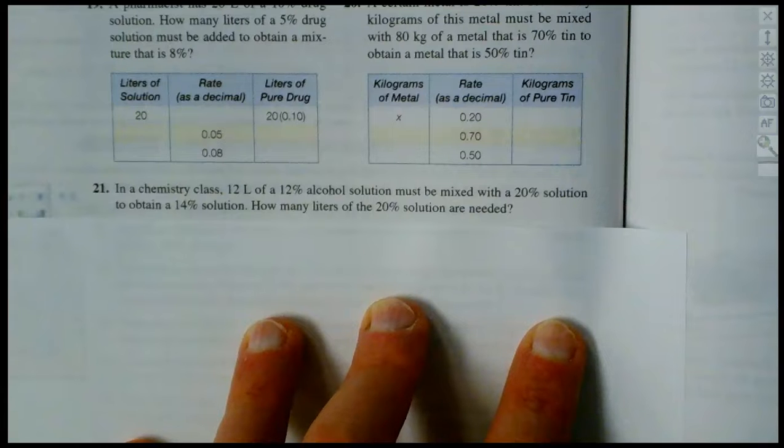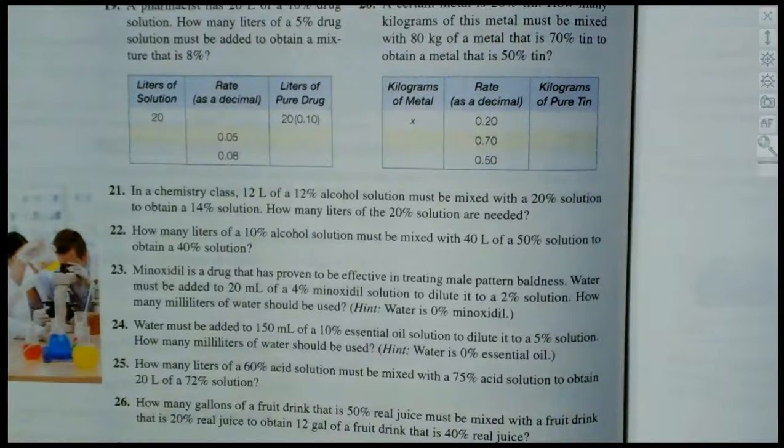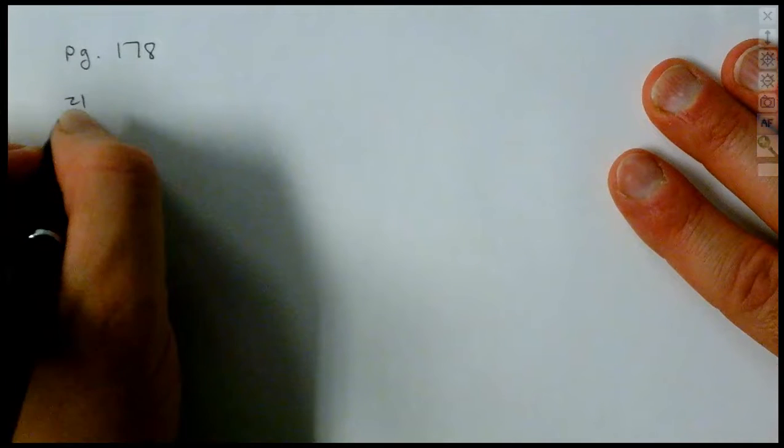We're going to draw boxes to represent these containers. And we're going to need three of them. 1 plus 2 makes it 3. So we're going to draw our containers. And this, by the way, is on page 178. And we're going to be looking at question 21.